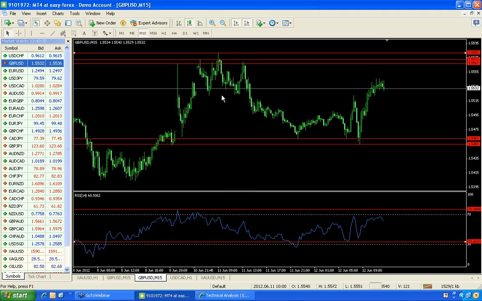Okay, so perhaps you would have chosen to sell here or here. At any of these points, you would have sold in this zone and you would have placed your stop loss above this level. And you can see it would have made a nice trade.